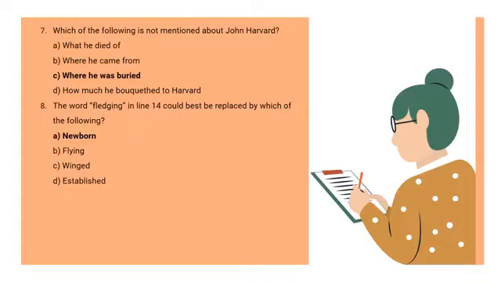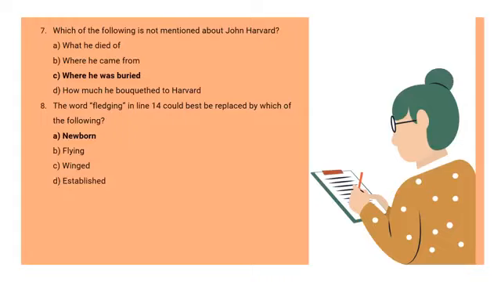option A, what he died of, it is mentioned in paragraph 3 of the text that John Harvard died from tuberculosis in 1638, and option B, where he came from, also mentioned in paragraph 3 that John Harvard came from the neighboring town of Charlestown. And option D is how much he bequeathed to Harvard. It is also mentioned in paragraph 3 that John Harvard willed half of his estate of 1,700 pounds to the fledgling college. So, from the question, option C is not mentioned in the text.